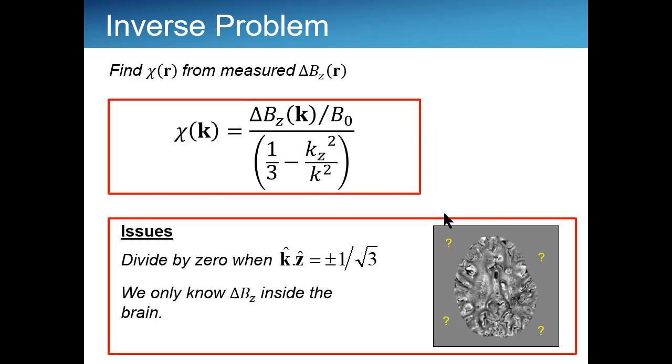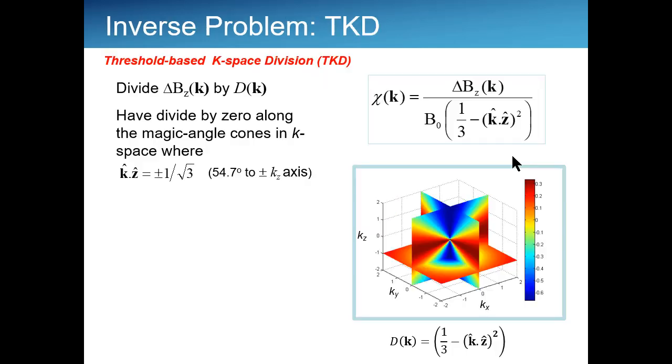But there are a few hidden issues here, well, not very hidden. The first is that this term on the bottom goes to 0 at two conical surfaces in K-space, and that gives you a problem. And also, if we want to do a Fourier relationship, we really need to know the field variation everywhere, but we only know the field where we have an NMR signal, so we can only measure the field variation inside the brain. So again, there are lots of approaches to solving these issues. Just briefly go over those and how the problems arise.